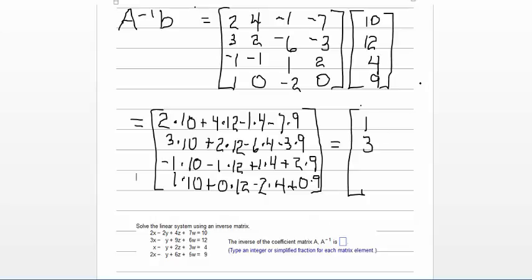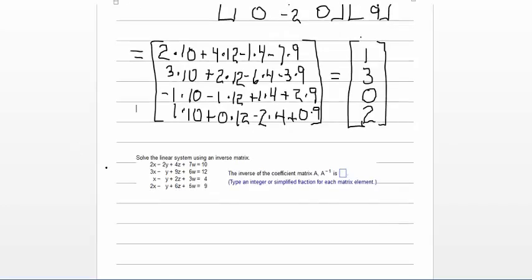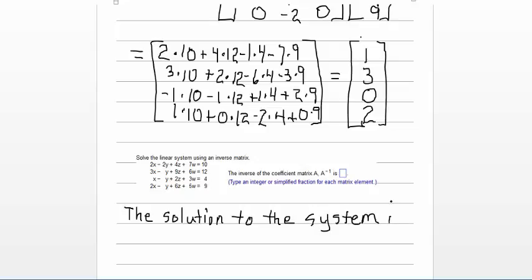And notice that when we do the calculations in the first row, that gives us 1. The calculations in the second row give us 3. The third row gives us 0. And the fourth row gives us 2. So we have our solution. The solution to the system is x equals 1, y equals 3, z equals 0, and w equals 2.